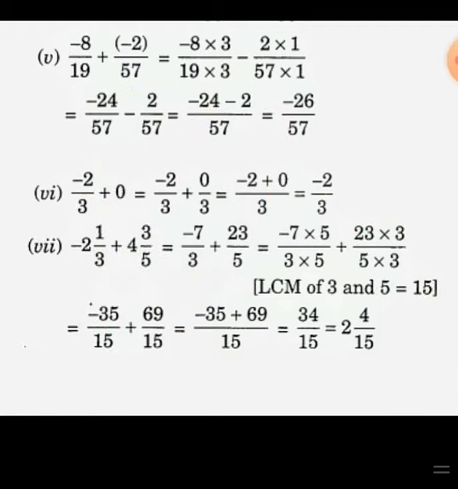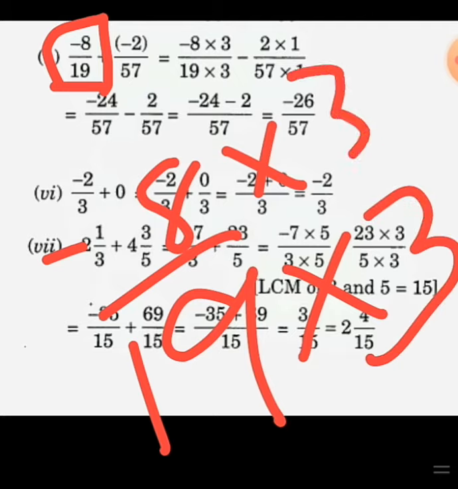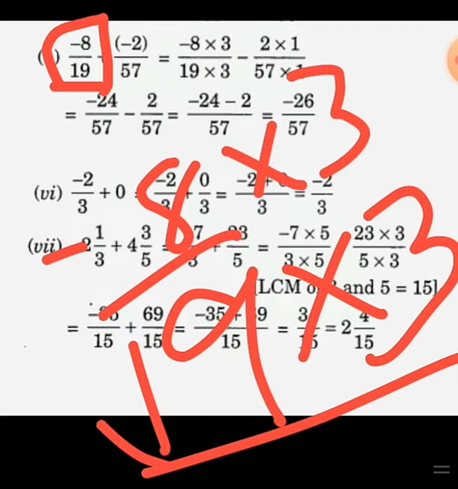So the denominator should be 57. Here also it should be 57 and here also it should be 57. Now let us move ahead. The first part is minus 8 upon 19, this is our first fraction. Now, what will we multiply 19 by so that our answer is 57? You need to think over it. Check 19's table: 19 threes is 57. So the first fraction we will multiply by 3.